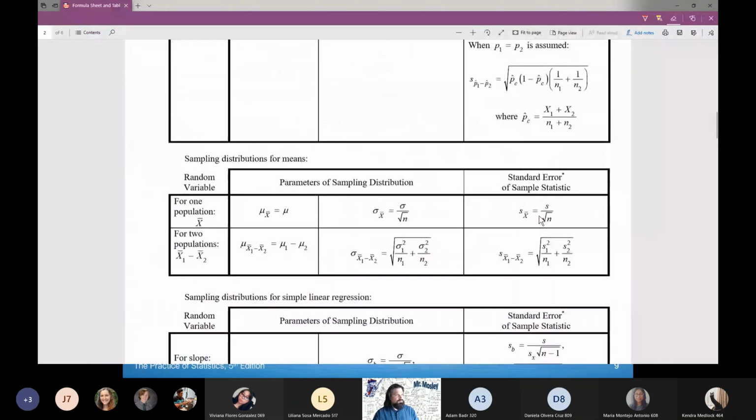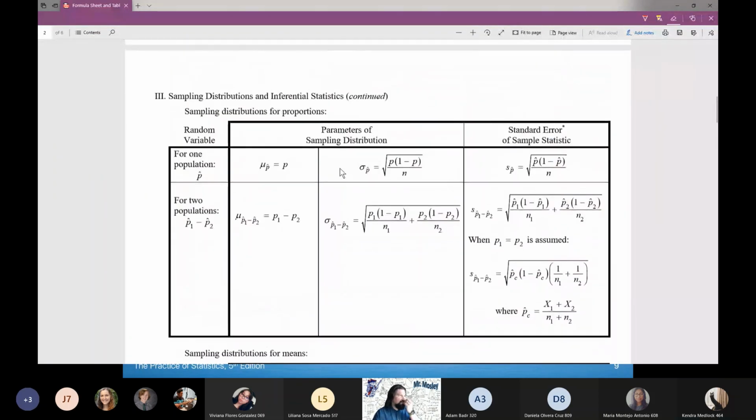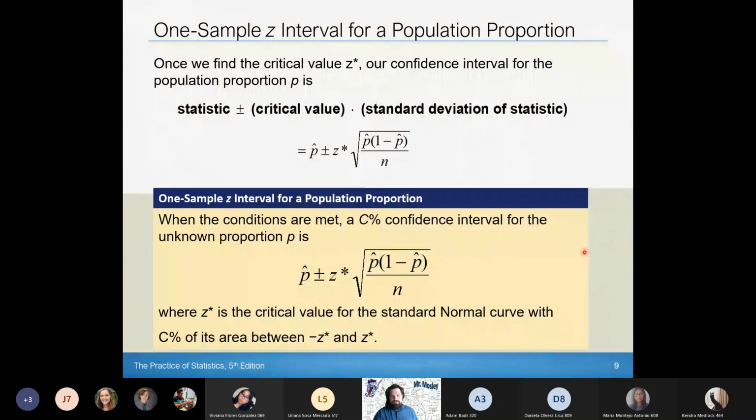When we look at our formula sheet here, under sampling distributions, right here for proportions, it provides us the standard error formula, the standard error for the sample statistic. It doesn't give us how to create that interval, this p hat plus or minus z star and so on. So this is a formula that we're going to want to be familiar with. Okay, so we need a moment to write this down.